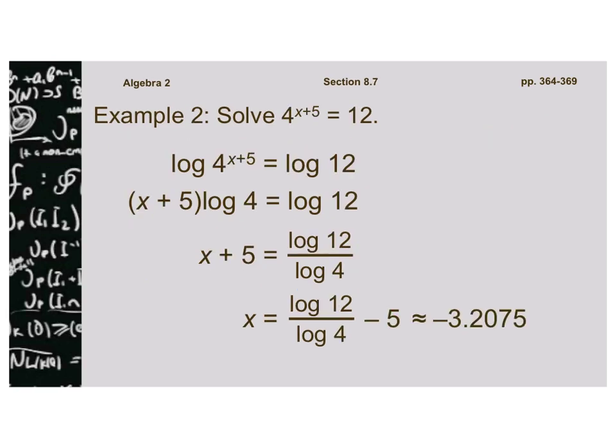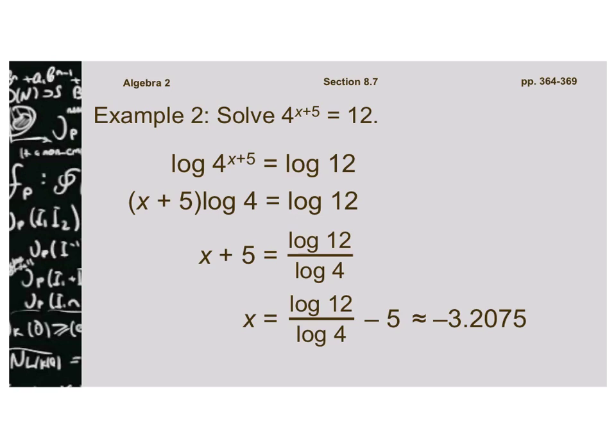4 to the x plus 5 equals 12. Well, again, we can't solve this, we can't make 12 equal 4 to the anything or 2 to the anything. So we're going to have to use this other form. We take the log of both sides.